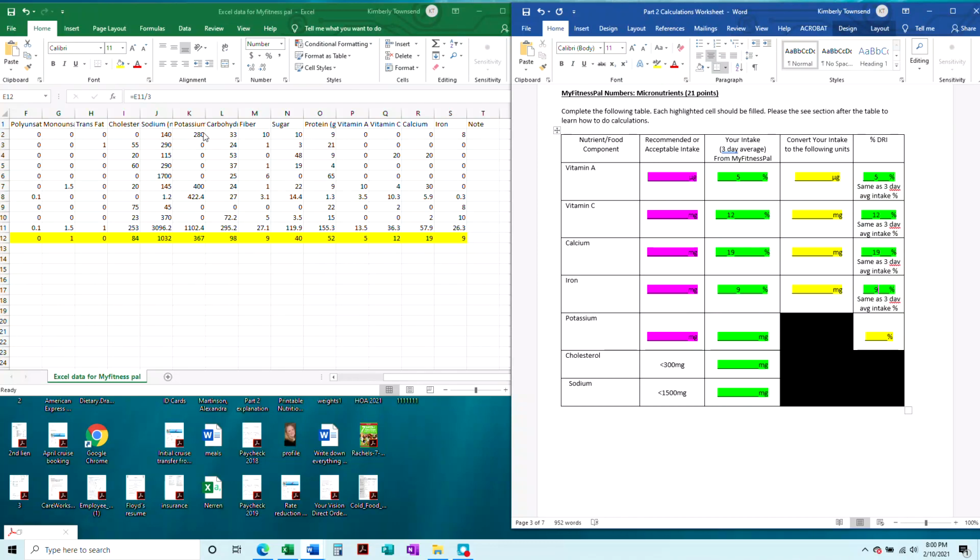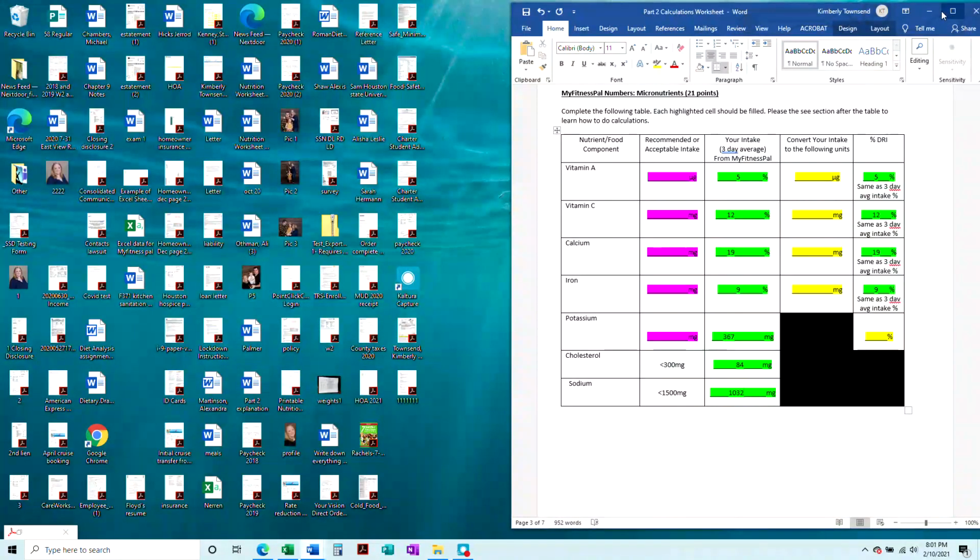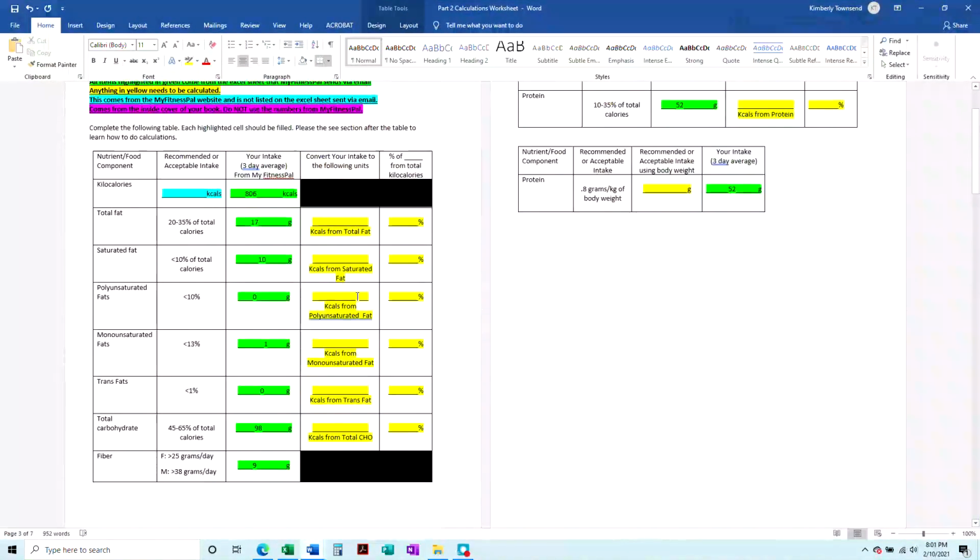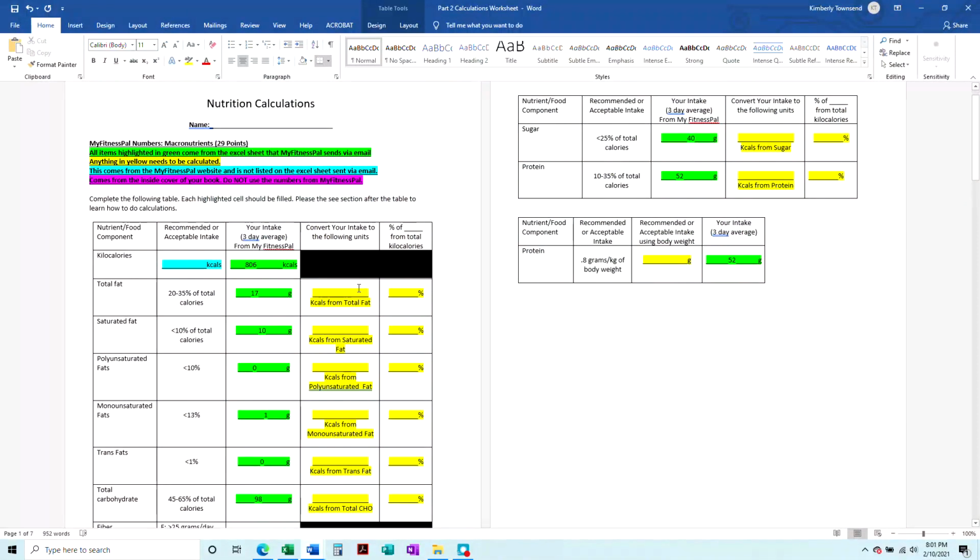So the potassium is actually in milligrams. So this was 367. The cholesterol number was 84. And my sodium over here was 1032. Okay. So I'm going to go ahead and close out and minimize this MyFitnessPal. I'm going to open up both of these sheets. I'm going to go back up to the top.